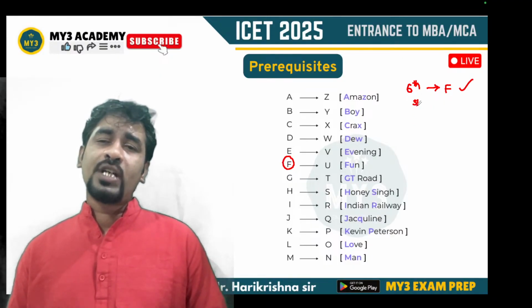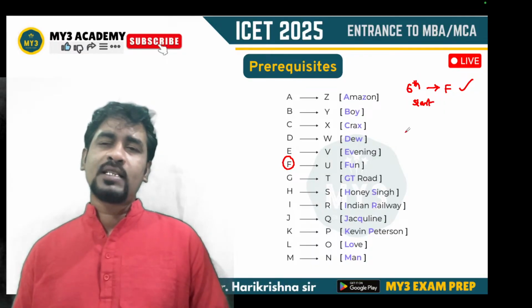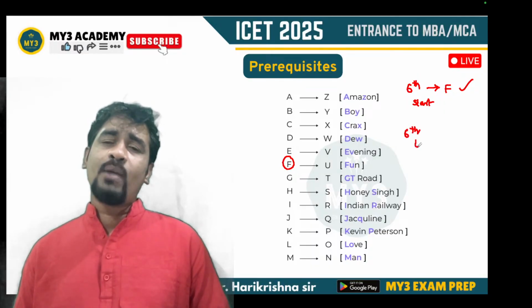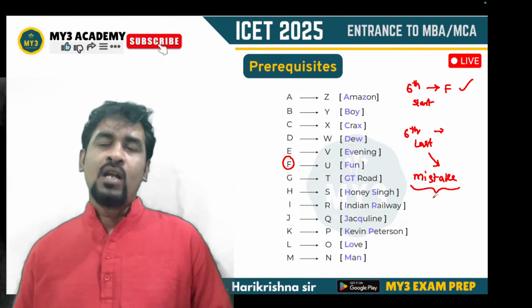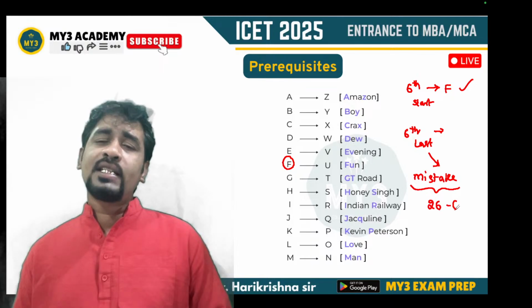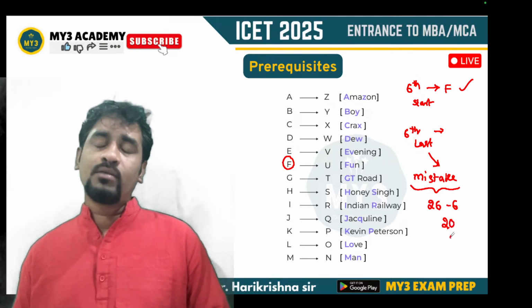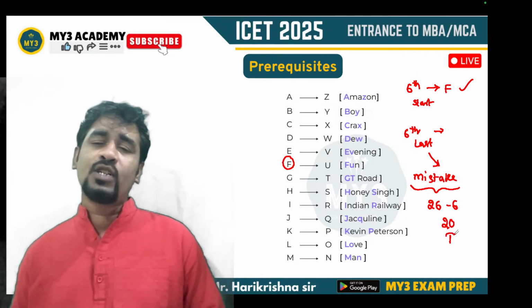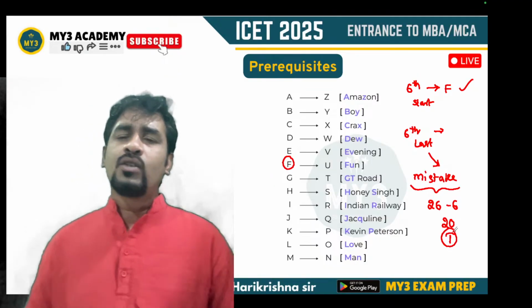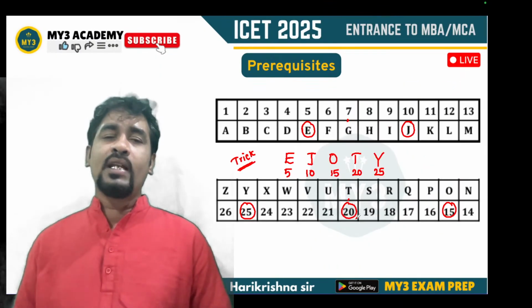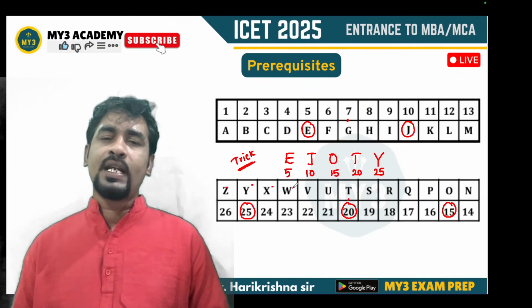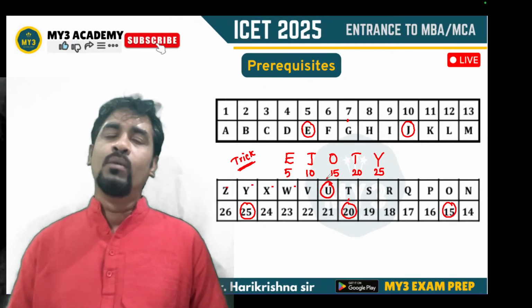If instead of asking the sixth letter from the start, they are asking the sixth letter from the last, then you will be getting confused, and most of the students make one mistake. They all know that there are 26 alphabets. So out of 26 they are removing 6, they are getting 20, and they are taking the answer as T. T is 20, that is correct, but that is not the sixth letter. You can check: what is the sixth letter from the last? 1, 2, 3, 4, 5, 6. The sixth letter we are getting is U, but you got T.